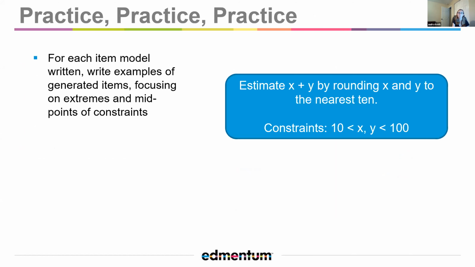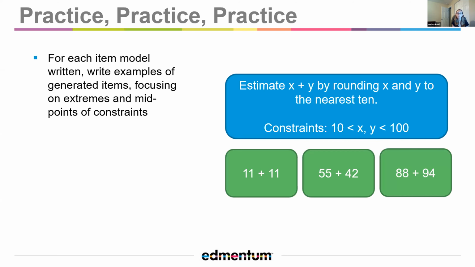I'll give a math example here again, just adding two numbers together, X and Y, and those are the values that are allowed to vary. I've specified here that they can range from 10 to 100. If I think about what items would be generated from this template as I'm writing the item model, here are three possible cases. At the low end of my constraints, an example is 11 plus 11. Then I can choose some midpoints, 55 and 42 or so. And at the high end, 88 and 94. You can also choose something at the low end and something at the high end, but any combinations of the extremes and the midpoints.